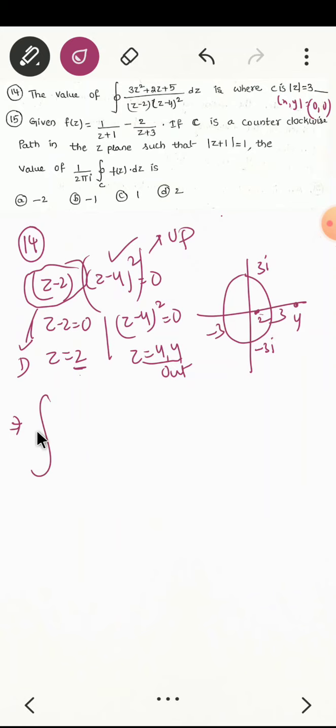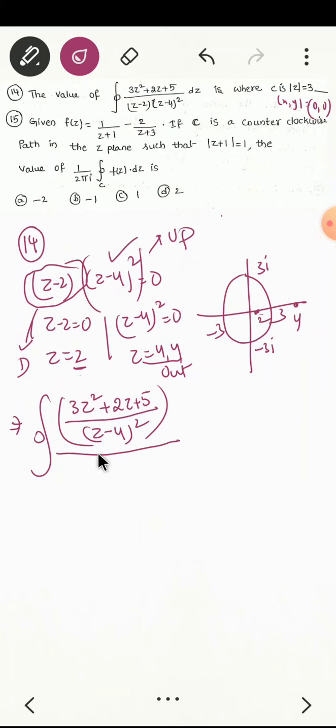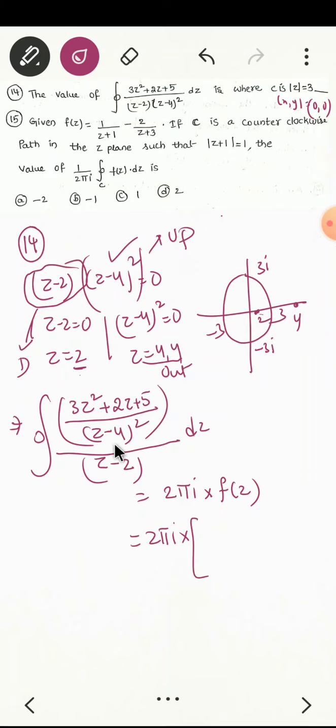The integral of (3z square plus 2z plus 5) by (z minus 4) whole square is the function f, and then z minus 2 dz. That can be written as 2 pi i into f of 2. Substitute the value 2 in this function: 3 into 2 square, that is 3 into 4, plus 2 into 2 plus 5, divided by (2 minus 4) whole square, which is 4.